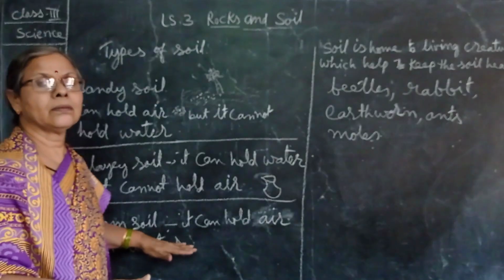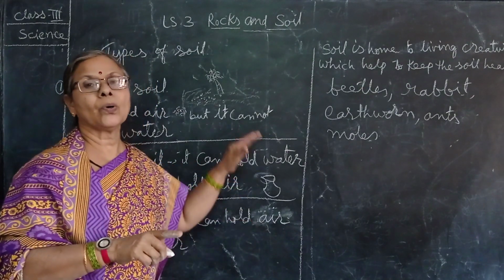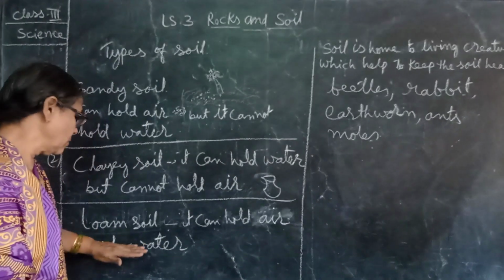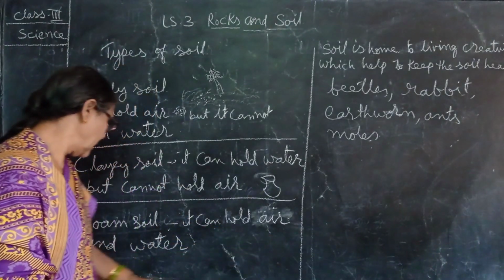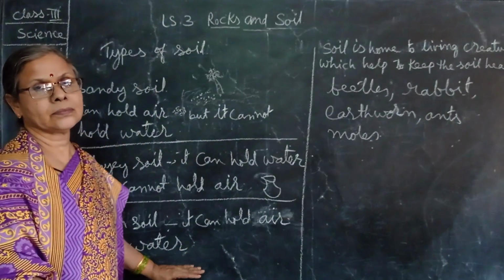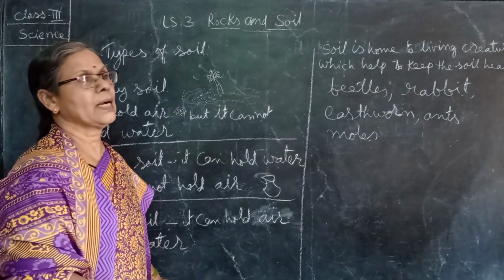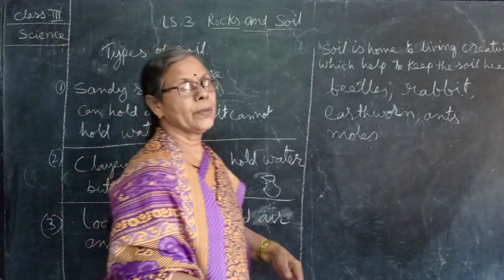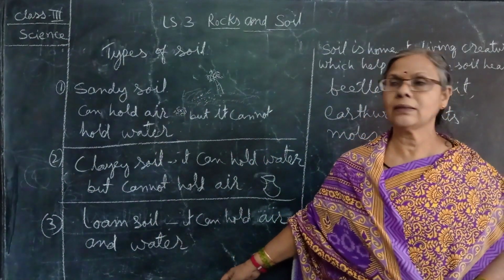Loam soil is the mixture of equal amounts of both the soils. So because of both soils, it can hold air and water. That is why this type of soil is good for the plants. Any type of plants can grow in this type of soil.